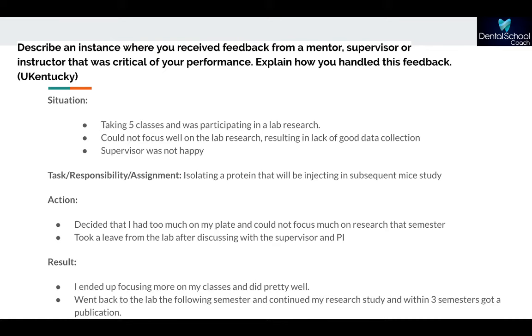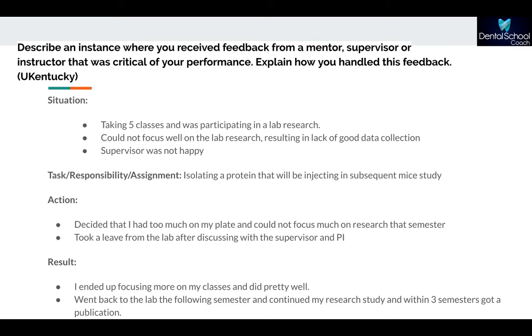The task or the assignment that I had was to isolate some kind of protein that would be injected into a subsequent mice study. And after the supervisor told me that, hey, he wasn't happy with what I was doing, he wanted me to improve, I decided that I had a lot on my plate and I couldn't drop any of my classes, so I wanted to focus on my academics more. So I talked to the supervisor and the PI, and I took a leave of absence from the lab after discussing it with them, and I basically said, hey, I'll come back, but this semester let me focus on my academics. And that's what I did.